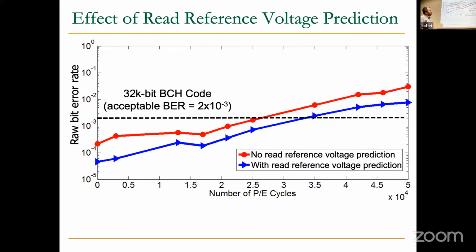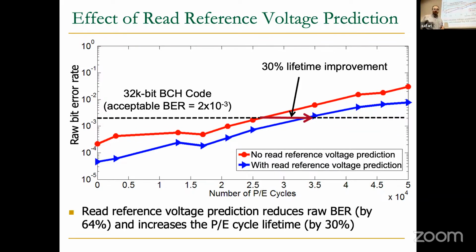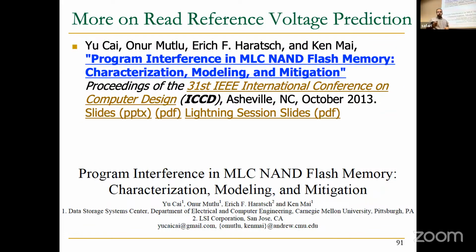But by using this reference voltage prediction, you can gain a lifetime improvement of 30%. So you can tolerate a higher number of endurance cycles, right? Read reference voltage prediction reduces raw bit error by 64% and increases the PE cycle lifetime by 30%. If you are interested, you can check the paper for more details about this work.